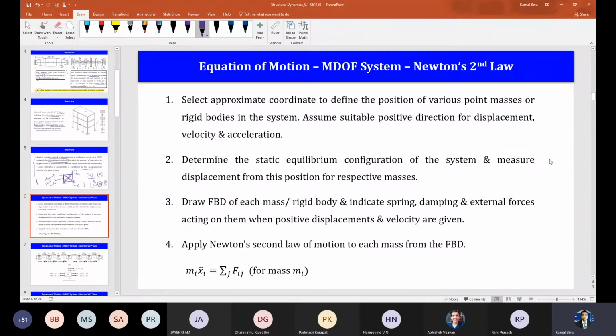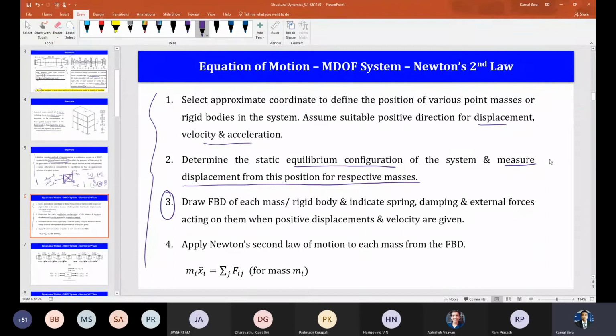Okay, we have already done this for a 2 degrees of freedom system, so I have just written it here. What you have to do is select the appropriate coordinates to define the position of the various point masses or the rigid bodies in the system. Assume a suitable positive direction for displacement, velocity and acceleration; just choose it suitably. Define the static linear configuration of the system. Measure displacement from this position for the respective masses. That may define x1, x2, x3, xn. That is what I am trying to say.